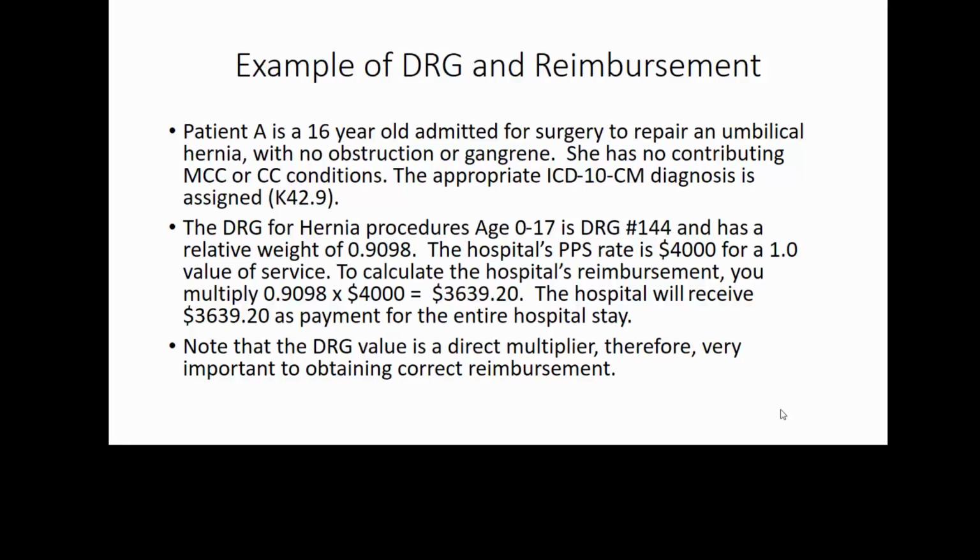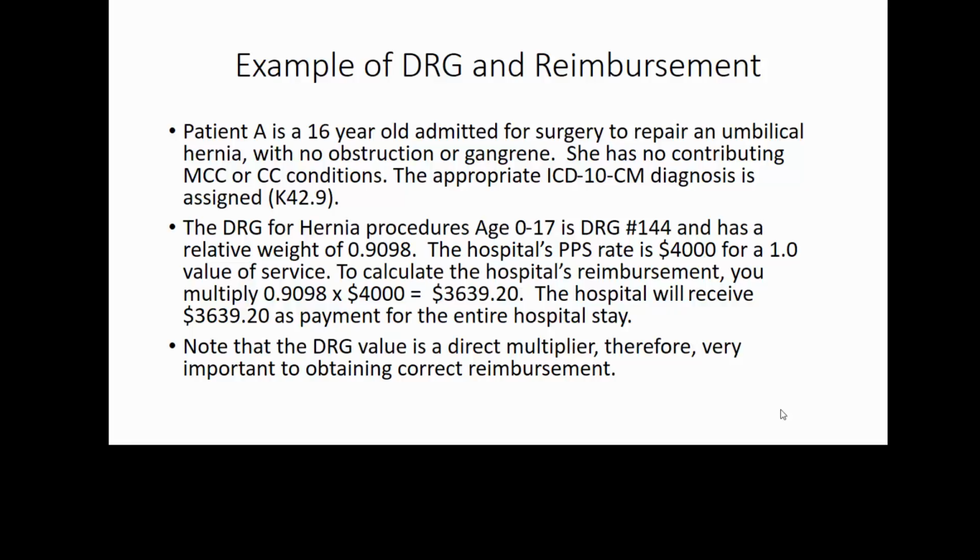Here's an example where we bring all this together. Patient A is a 16-year-old admitted for surgery to repair an umbilical hernia with no obstruction or gangrene. She has no contributing MCC or CC conditions. This is very straightforward. The appropriate diagnosis for her is going to be K42.9. Your coding software is going to take that K42.9, and from it is going to go into the selection of your DRG assignment, which is called a grouper. Your DRG is going to be picked up. It's going to be DRG number 144, and that DRG is for hernia procedures age 0 to 17, and it has a relative weight of 0.9098.